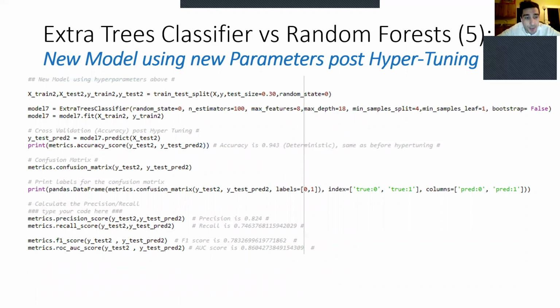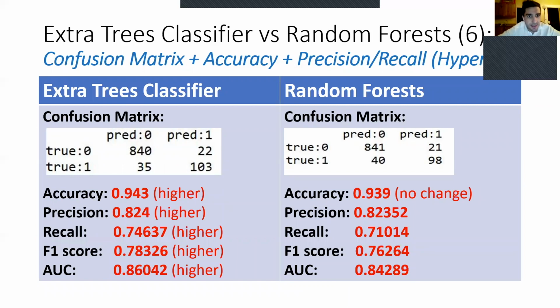Then we wanted to test again the confusion matrix, precision, recall, F1, and AUC, using the new parameters. We did that for both models, extra trees and random forest. And we found, to our surprise, that after hypertuning, extra trees suddenly had a higher accuracy, higher precision, higher recall, higher F1 score, and higher area under the curve. It is also interesting to note that the accuracy score for random forest did not change following the hypertuning, because basically the new parameters were not affecting the accuracy.